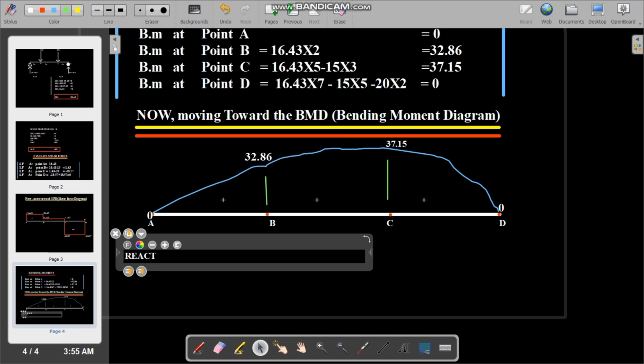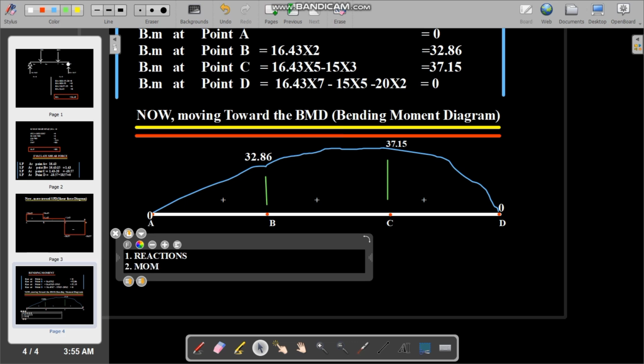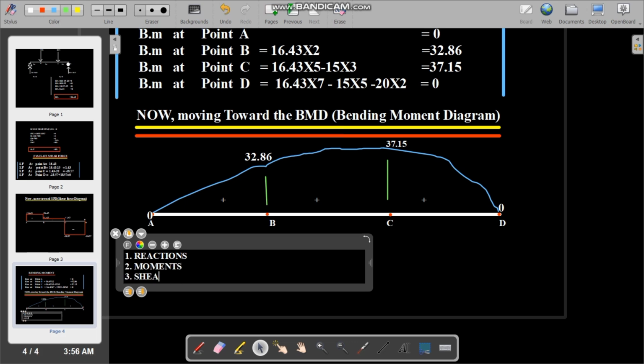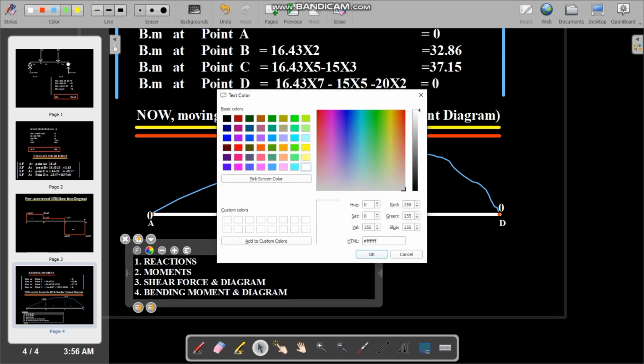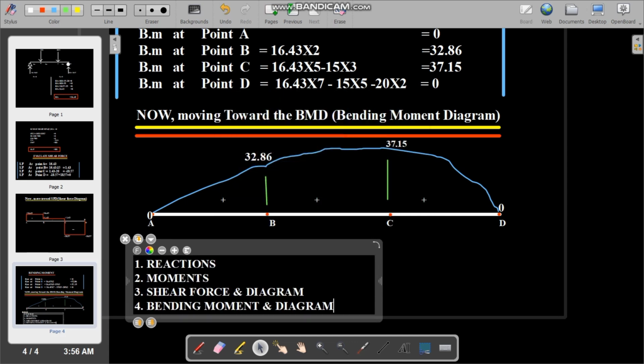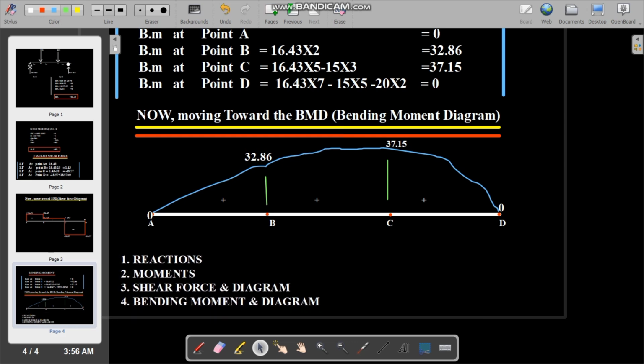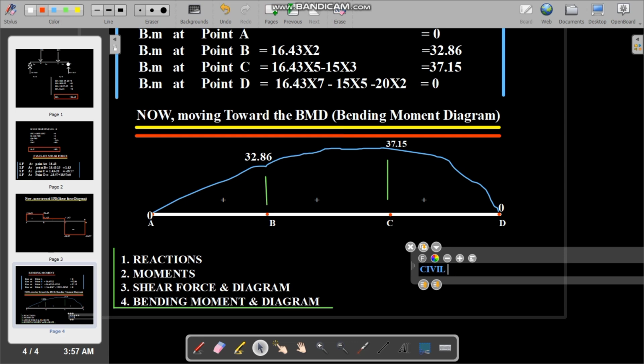I just evaluated the values: firstly reactions, and then moments, and then we got the shear force and its diagram, then bending moment and its diagram. These are the four things we got from that numerical, so you can easily get the knowledge from it. And if you still have a question, you can put it in the comment section. I will answer it accordingly. That is the structure numerical of shear force and bending moment.